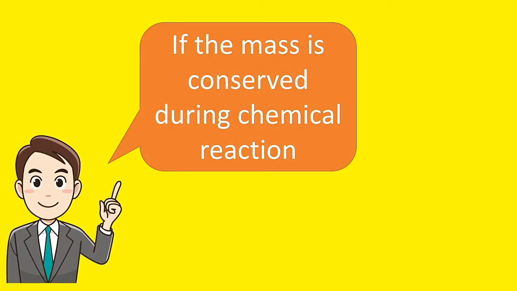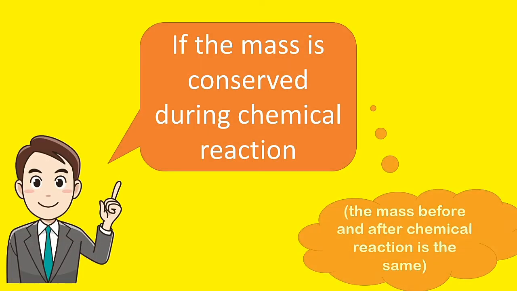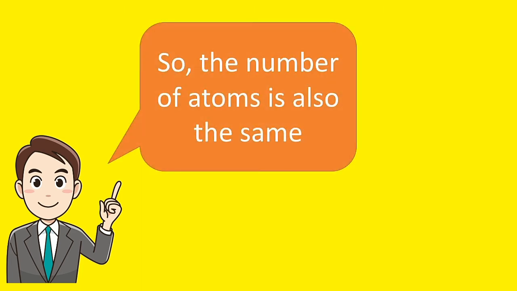If the mass is conserved during chemical reaction, the mass before and after a reaction is the same, so the number of atoms is also the same. Makes sense, huh?